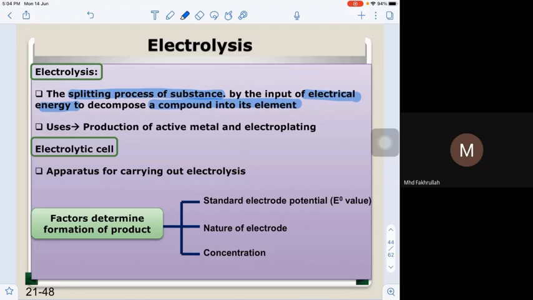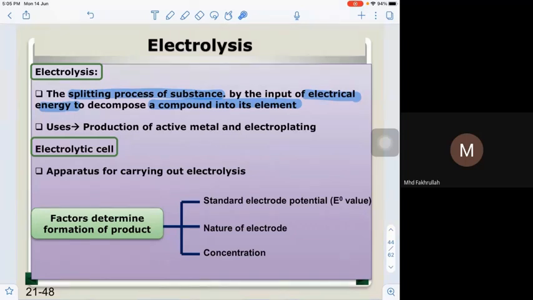There are several factors that will determine the formation of the products, because you need to identify the product at the anode and the product at the cathode. You need to consider three factors. Number one is the standard electrode potential, the E naught value that we have in the table. Number two is the nature of the electrode. The electrode can be active or inert. If we have an inert electrode, it should be no problem, it is simple. But when we use an active electrode, it is a component of the reaction, involved in that redox reaction.